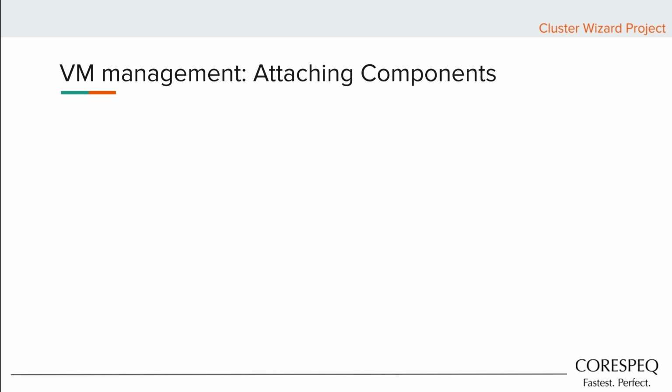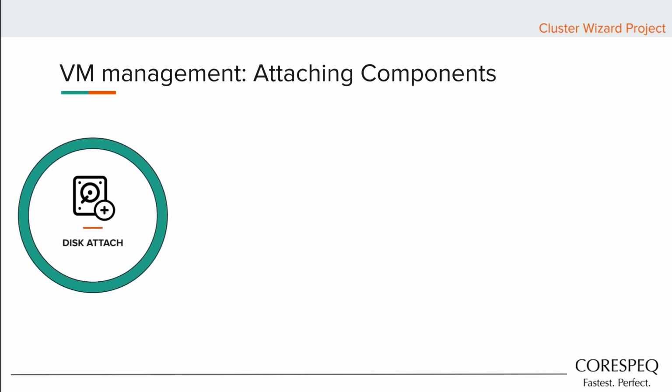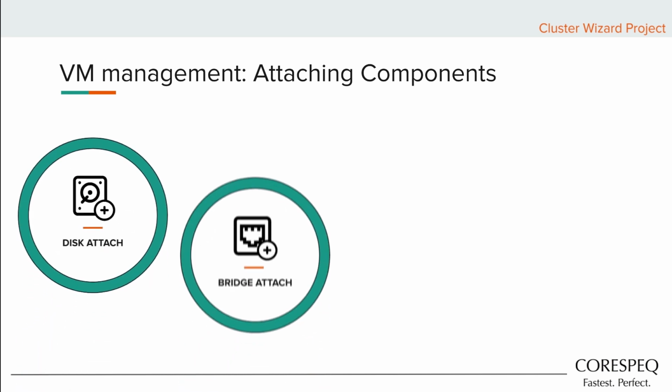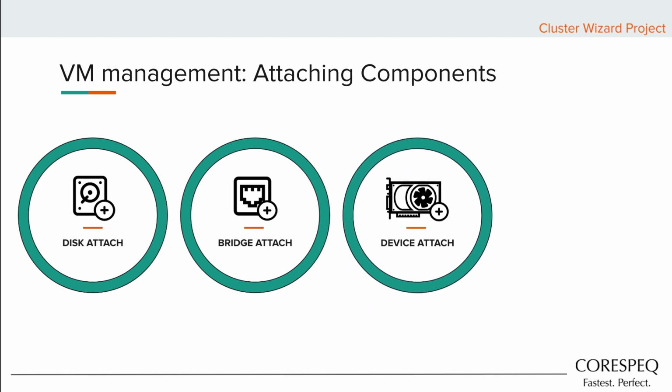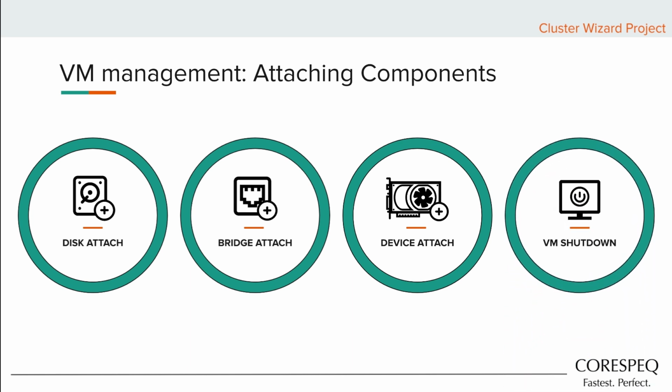VM management, attaching components. In this section, we will have a look at attaching various components to a VM. To do so, we will use the VM disk attach command to attach a disk, then use the VM bridge attach command to attach a network bridge, and finally, use the VM host dev attach command to attach a device. Further, we can use the VM shutdown command, followed by the VM start to reboot before testing the attached components.